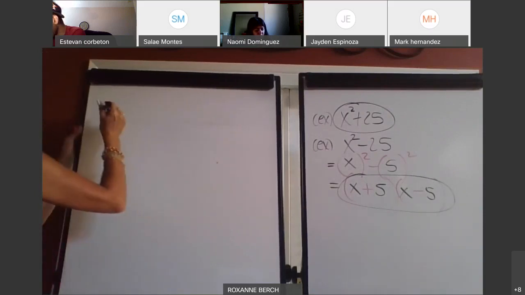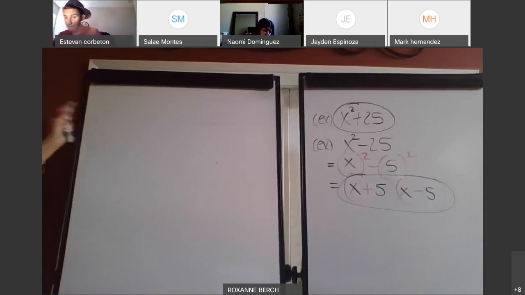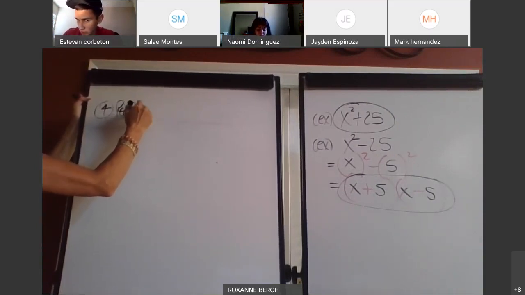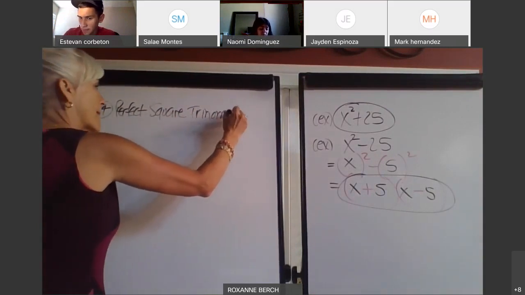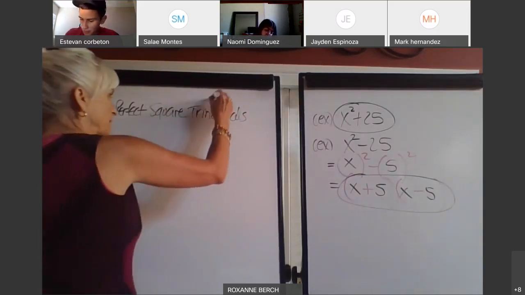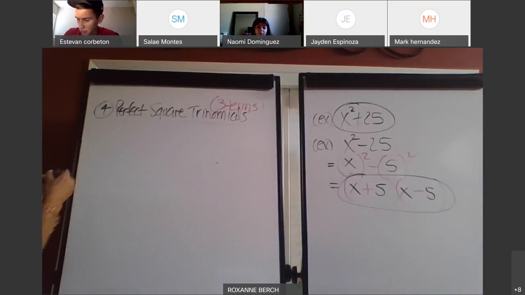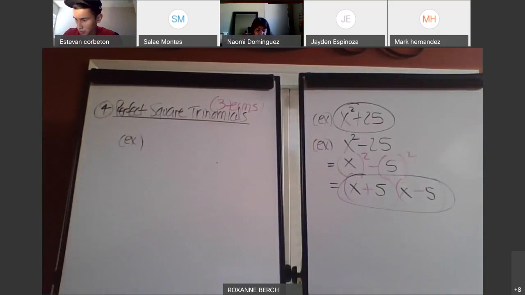Okay, the next one is a special case also. I'm sorry. So we did greatest common factor, that was 1. Grouping 2 by 2, difference of squares. This is factoring method 4. These are perfect square trinomials. Tri means 3. So these are 3 terms. And this is a special case.